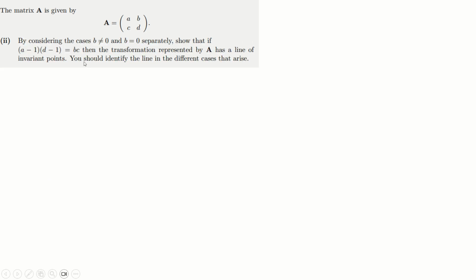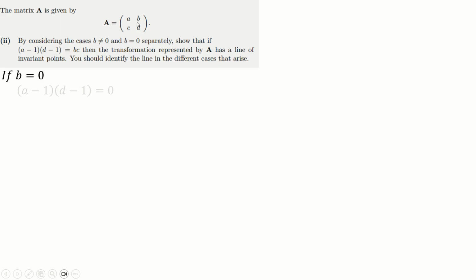Good. Part two, probably the most fiddly part of this, I guess. So considering cases B doesn't equal 0 and B equals 0, show if this thing here is true, then we have a line of invariant points. Again, not an invariant line, a line of invariant points, just like in part one. Okay, so if B is 0, we may as well start here. If B is 0, let's start on the probably easier case. If B equals 0, show this thing here.